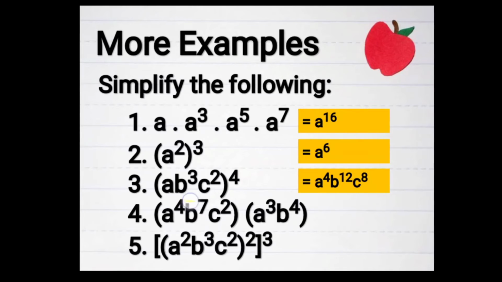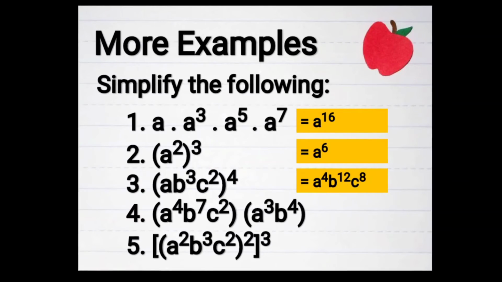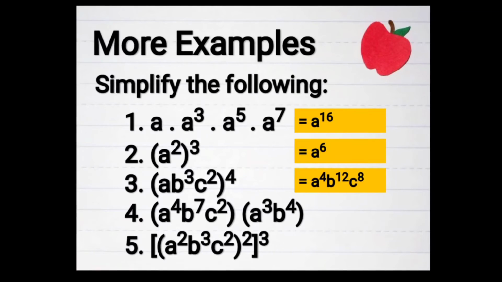The exponent of b is 3. So 4 times 3 is 12. The exponent of c is 2. So 4 times 2 is 8. That's why we have here a to the 4th power times b to the 12th power times c to the 8th power. Okay?